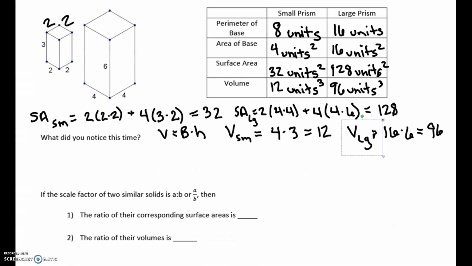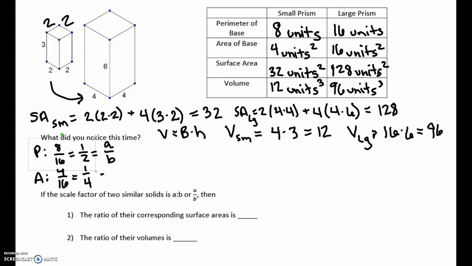And what I want us to do now is to look at the ratio of each of these. So let's start off with perimeter, right? We did perimeter before, but we're going to do it again right now. So the ratio of perimeter, small to large, is 8 over 16, which is 1 over 2. And if you look, that's the same ratio that the sides are in proportion to, right? The 2 corresponds to the 4, that reduces to 1 over 2. So that is my A over B relationship. Area of the base is 4 over 16, or a 1/4 ratio. Well, just like we saw on the last lesson, that's my A squared over B squared ratio.